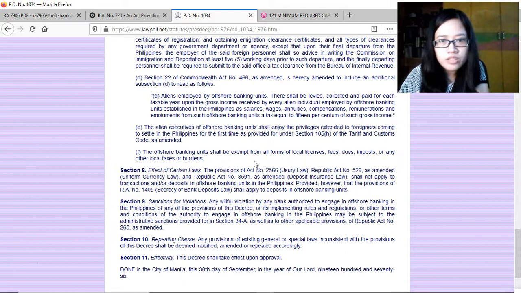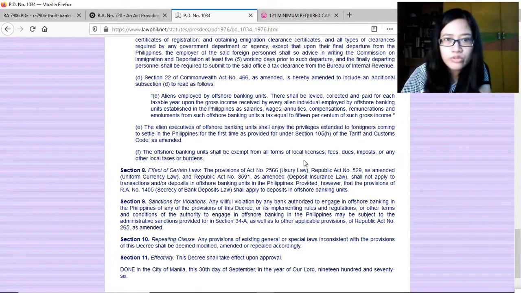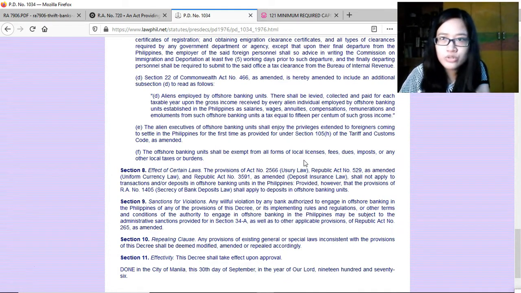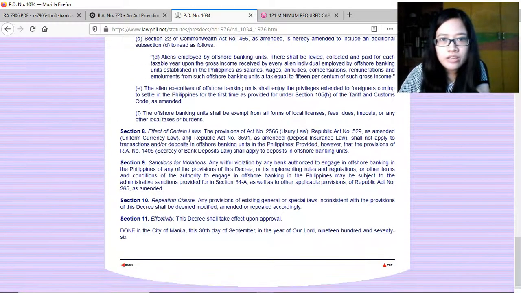Offshore banking units shall be exempt from all forms of local licenses, fees, dues, imposts, or any other local taxes or burdens. Not sure if this has been retained or if there have been amendments changing this already. Effect of certain laws, sanctions for violations, repealing clause, and then effectivity. Alright, let's go back to the script.